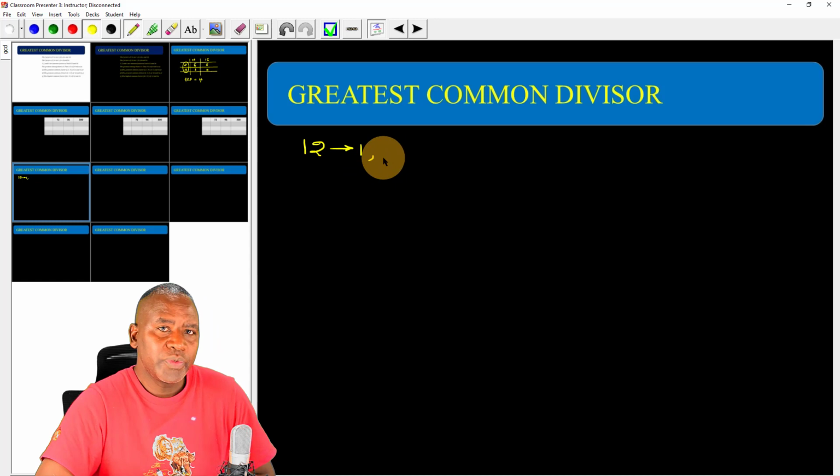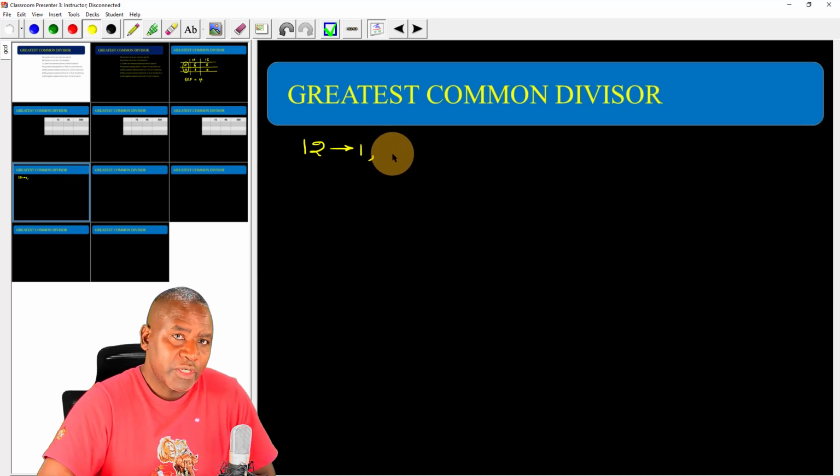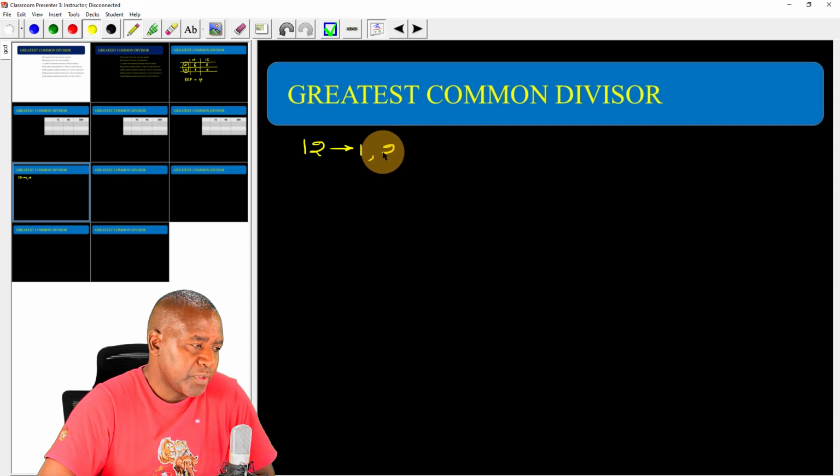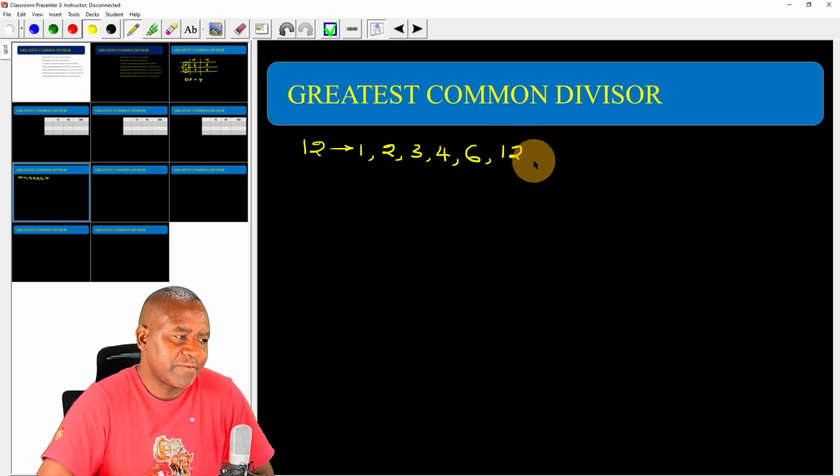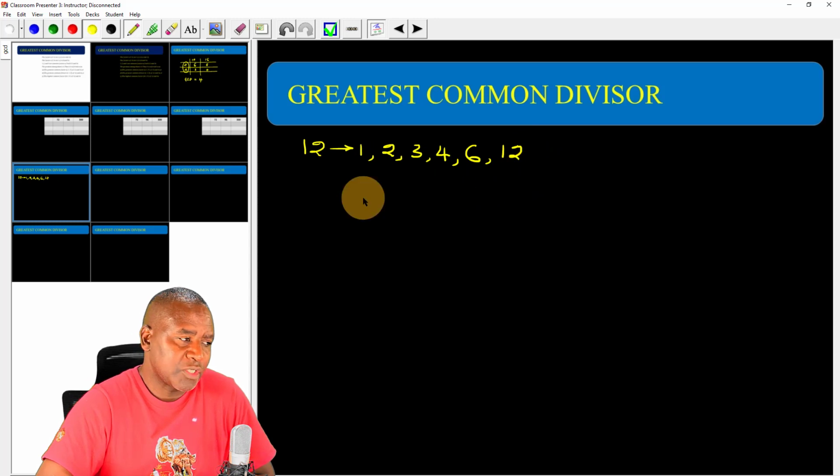1 is always a factor because when you divide a number by 1, you always get that number. 2 is a factor of 12. 3 is a factor of 12. 4 is a factor of 12. 6 is a factor of 12, and of course 12 itself. These are the factors of the number 12.